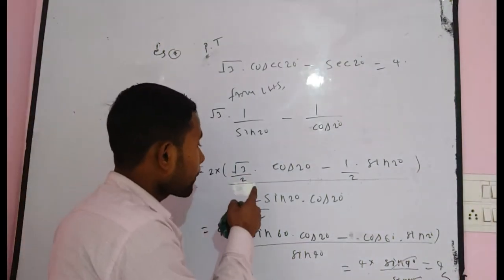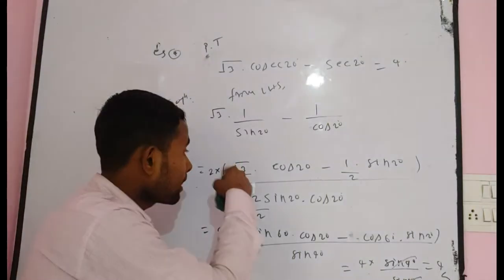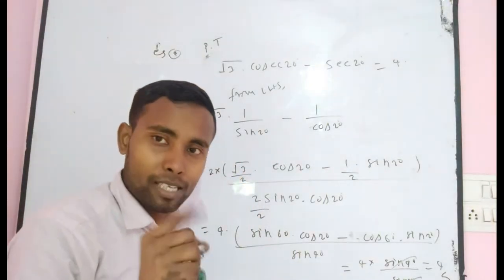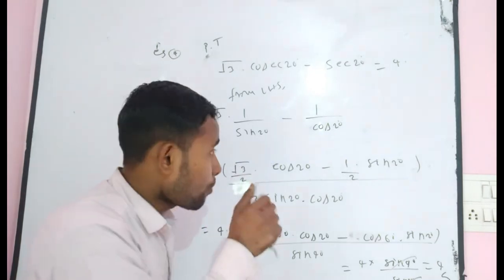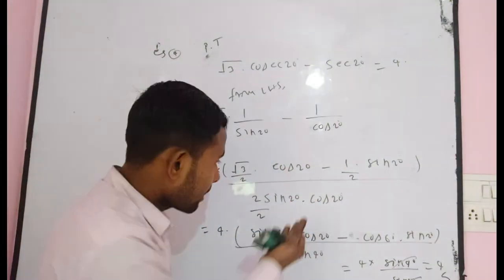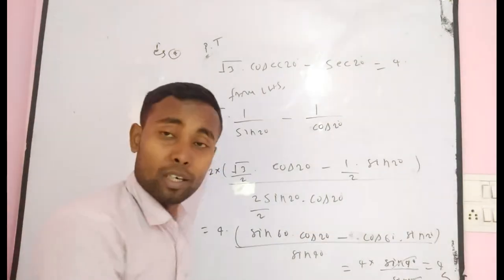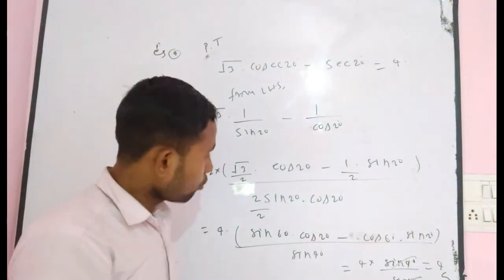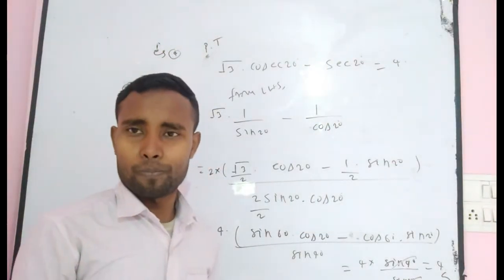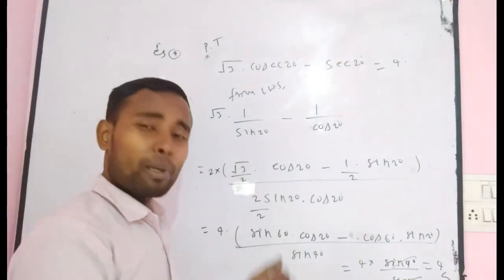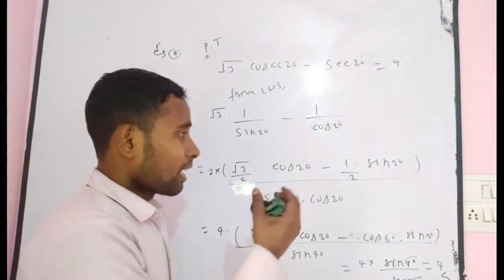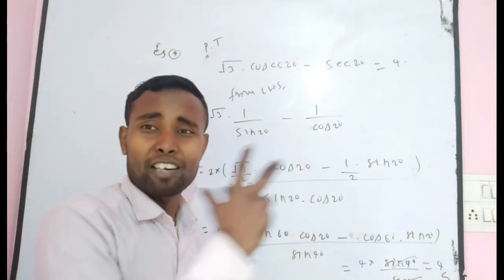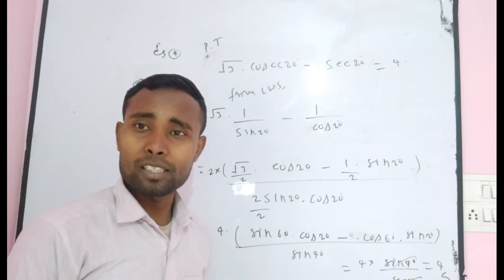Suppose there is root 3 by 2, it becomes sin 60, and there is also 20. 60 and 20 can be manipulated with each other and you get 40. And in the denominator, 2 sin 20 into cos 20 becomes sin 40. So this is your simple clue. I think if you solve a lot of problems, automatically you get this kind of idea or clue.